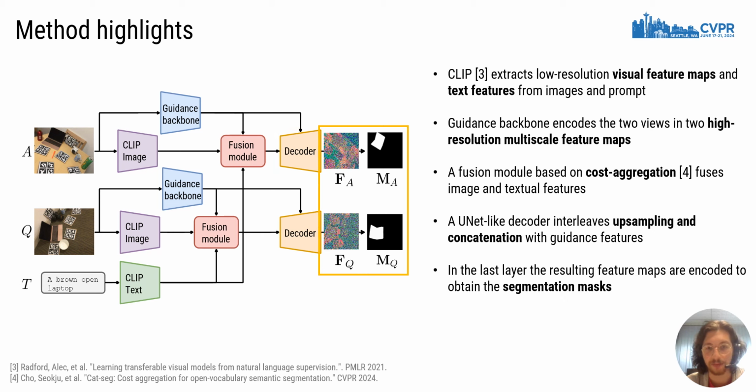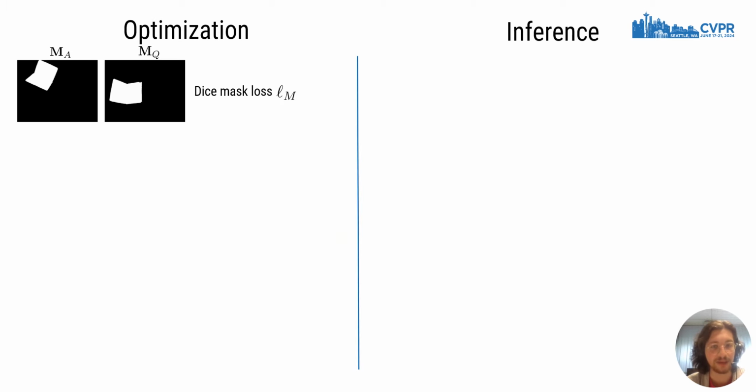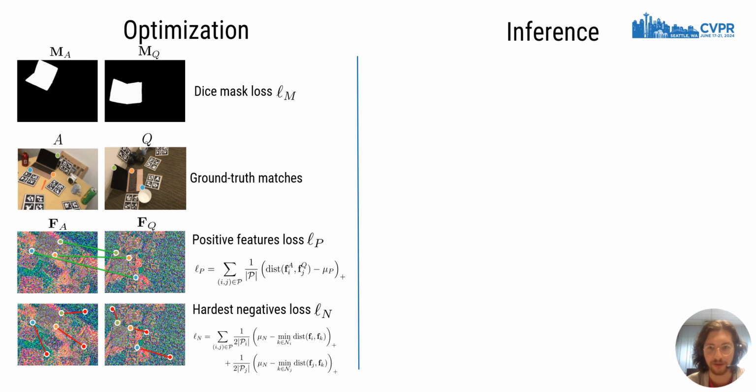This outputs a high-resolution feature map along with the segmentation mask that localizes the object of interest in the two scenes. Our optimization objective is dual, as we first optimize the mask by using dice loss, while the features are optimized for image matching. This is done by adopting a hardest contrastive loss, which uses ground truth matches as supervision. This loss has two terms, which are the positive feature loss and the hardest negative loss.